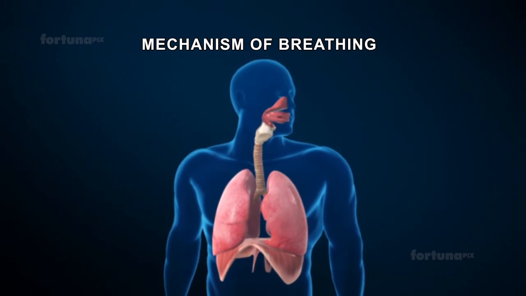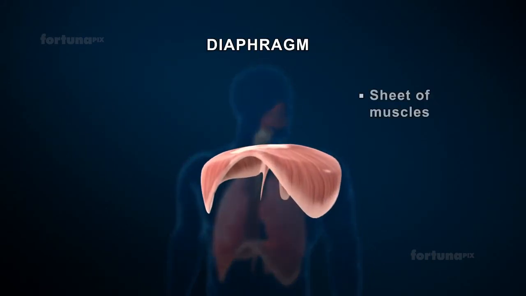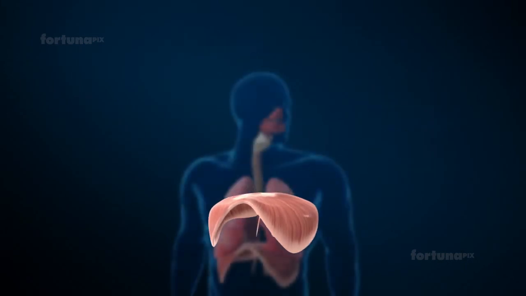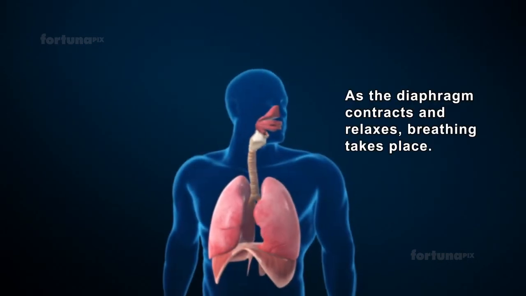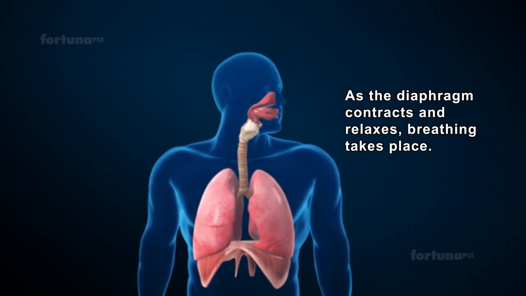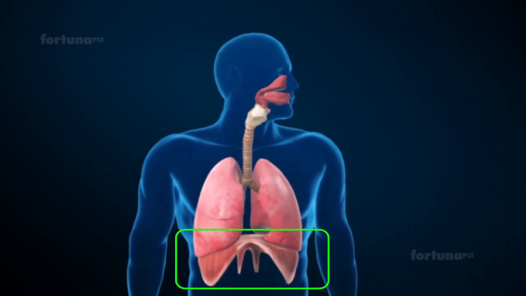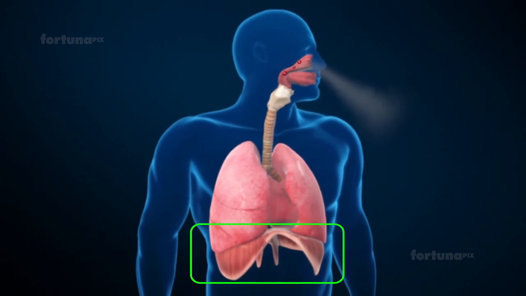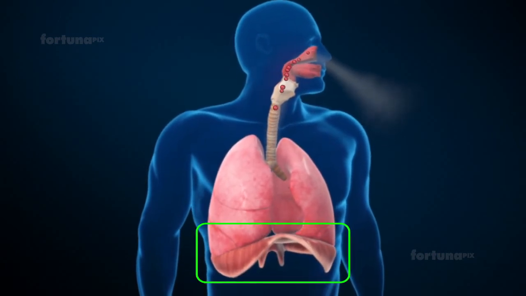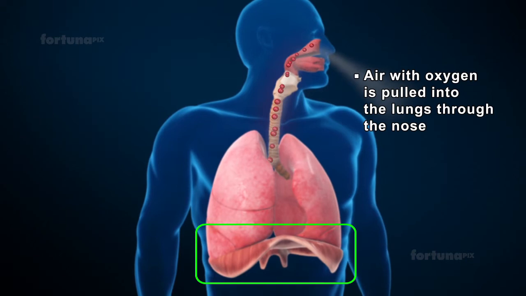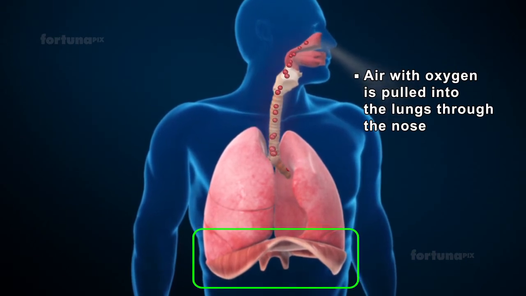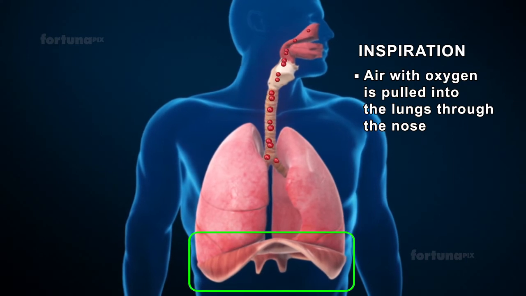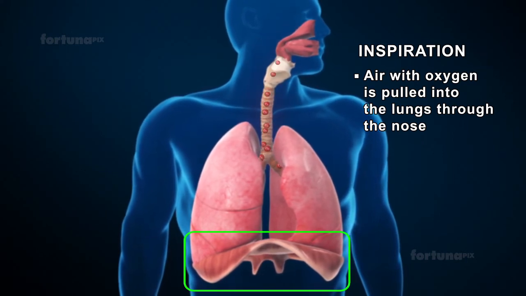Mechanism of breathing. The diaphragm is a sheet of muscles that lies across the bottom of the chest cavity. As the diaphragm contracts and relaxes, breathing takes place. When the diaphragm contracts, the volume of the thoracic cavity increases, and the air pressure inside the lungs decreases. Air with oxygen is pulled into the lungs through the nose. This is called inspiration and is also known as inhalation.